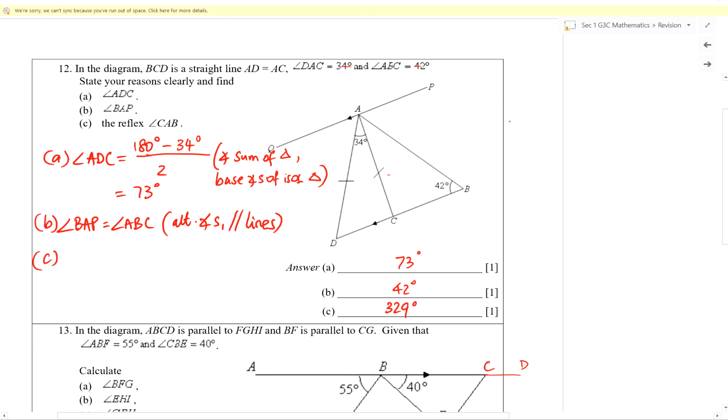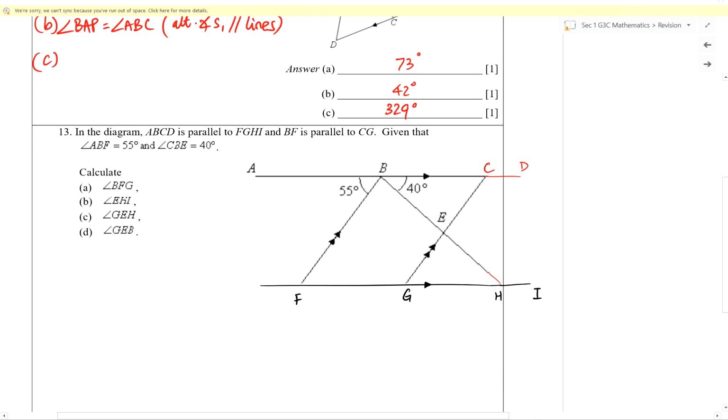Anybody any other methods, besides taking 360 degrees minus all those stuff? Since we know that this is 73, and I know that this is 42, how about 180 minus 73 minus 34 minus 42? Then you get 31. Once you get the 31, you take 360 minus that 31. So two different methods.